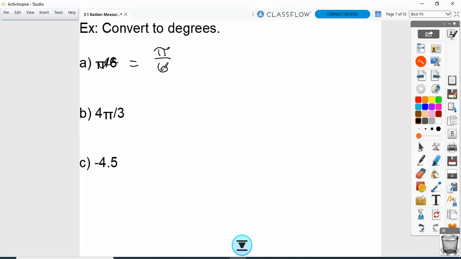So if I want degrees, what would I multiply by? 180 over pi. We just flip our fraction. So my pi's drop. So I'm left with 180 divided by 6, which is 30. If I write that, it's wrong. Why? Degrees. What's your degree symbol?